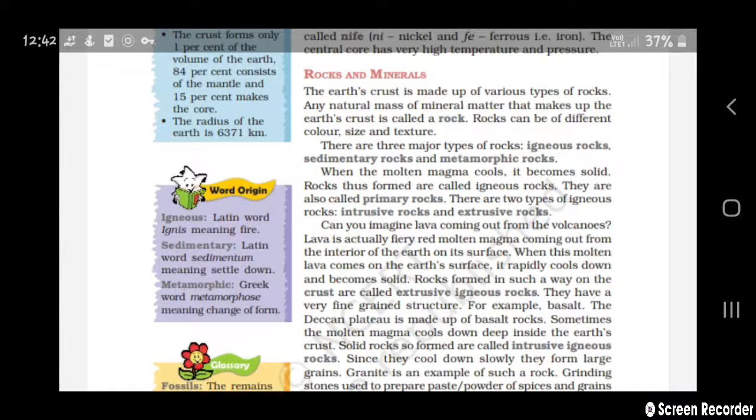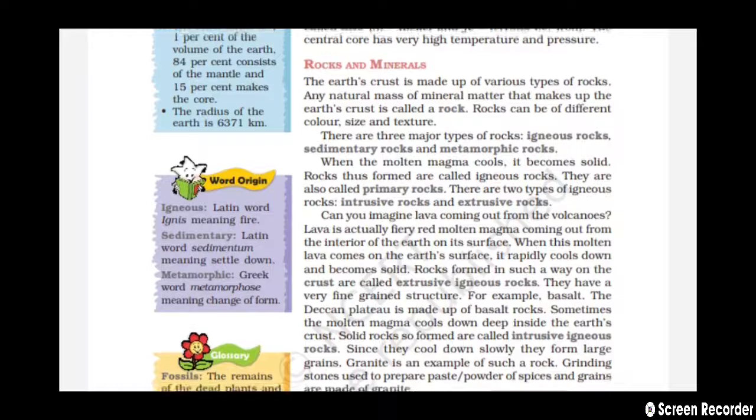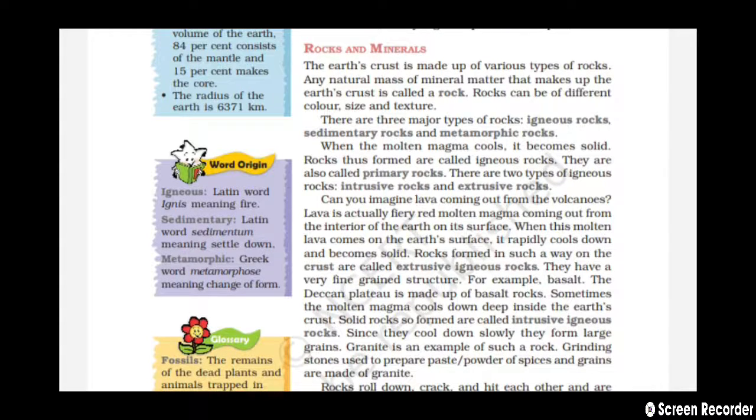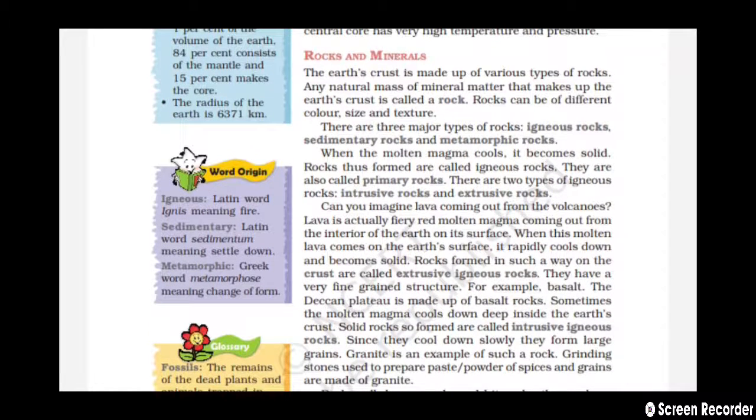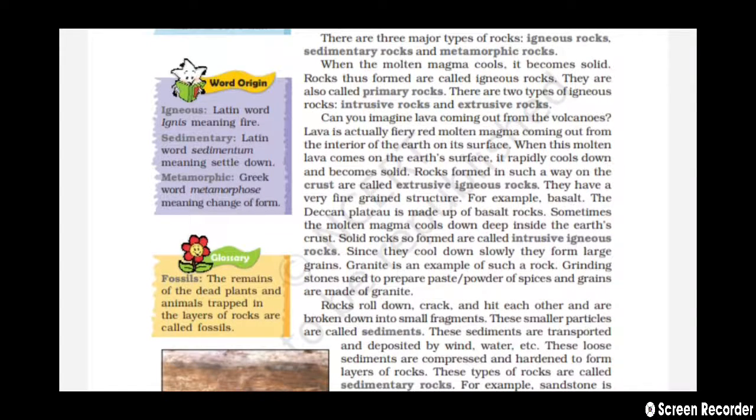Rocks and minerals. The earth's crust is made up of various types of rocks and minerals. Any natural mass of mineral matter that makes up the earth's crust is called a rock. Rocks can be of different colors, sizes and textures. There are three major types of rocks in the earth's crust: igneous rock, sedimentary rock and metamorphic rock.